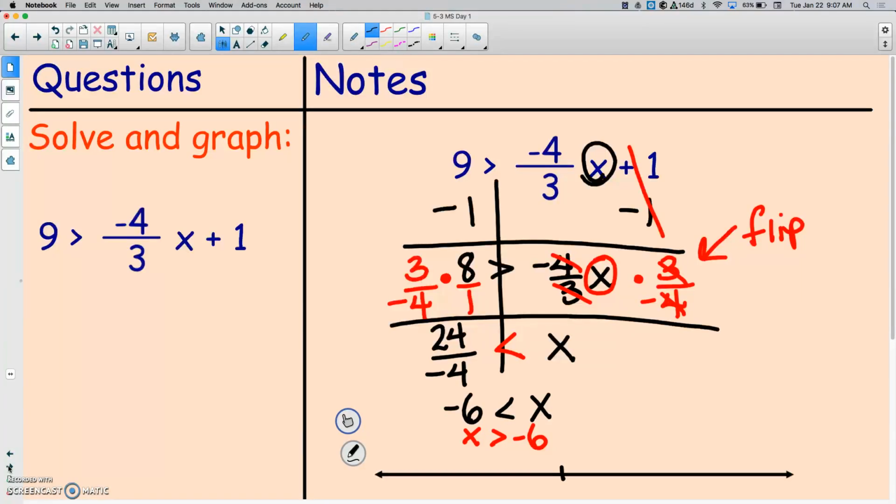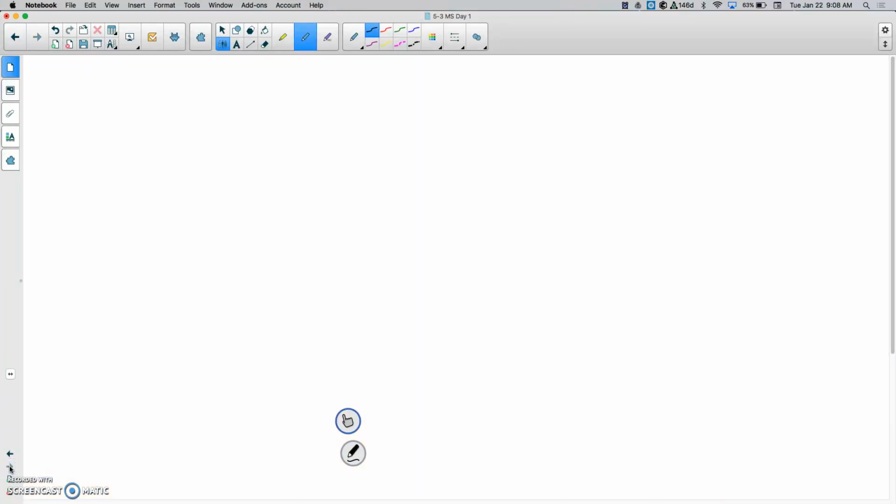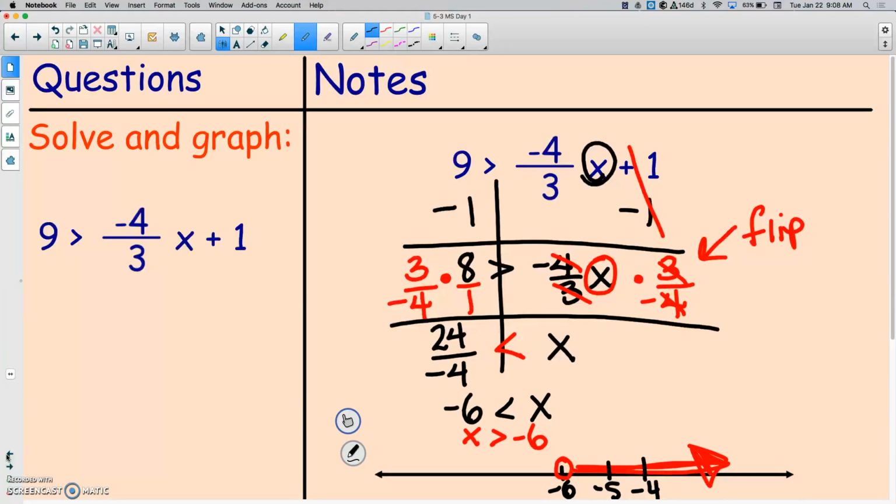So this one flipped twice. So I have -6. Now it's greater than -6. So it's going to be open going to the right. And greater than -6 is -5 and -4. And that was our last example. So hopefully you've got the hang of this, solving some multi-step inequalities.